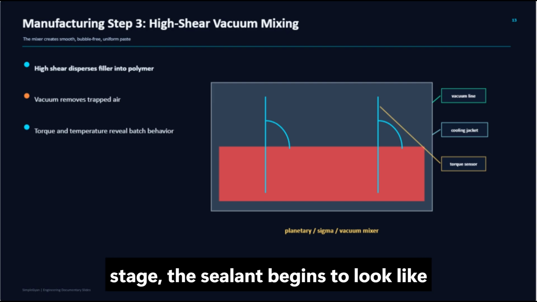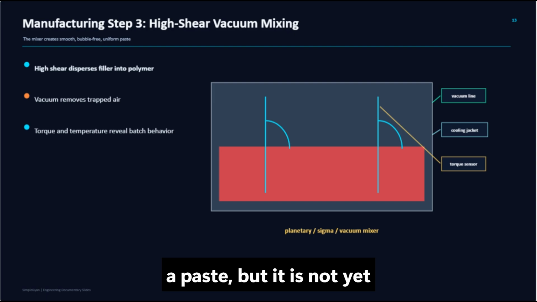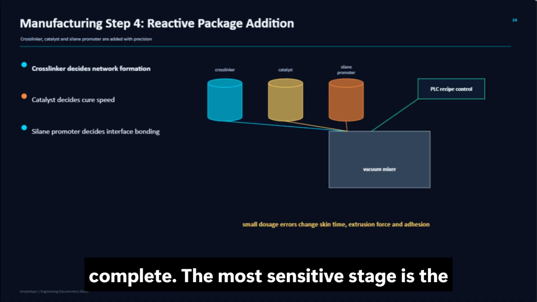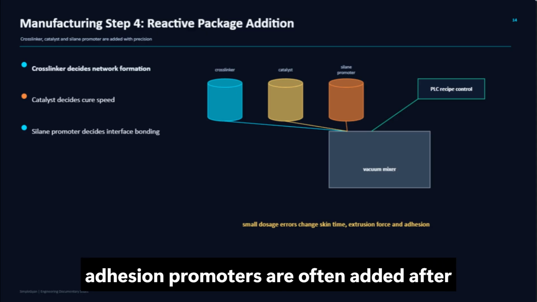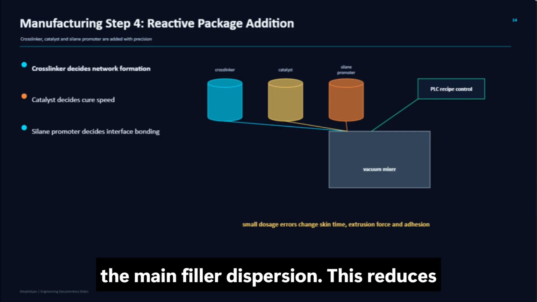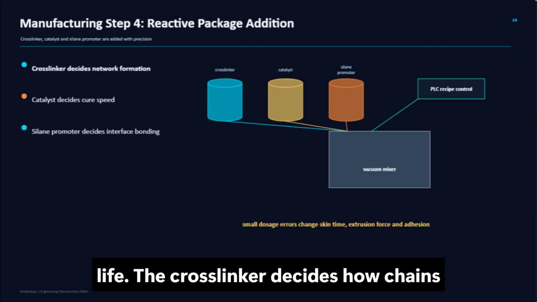In this stage, the sealant begins to look like a paste, but it is not yet complete. The most sensitive stage is the addition of reactive ingredients. Crosslinkers, catalysts, and silane adhesion promoters are often added after the main filler dispersion. This reduces premature reaction and protects shelf life.